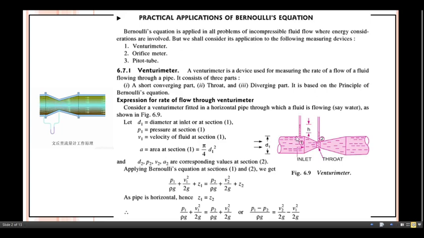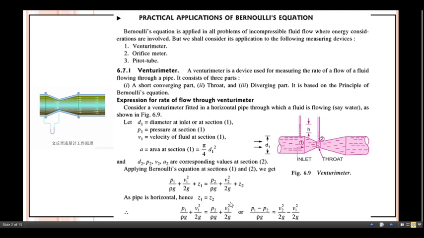So you apply Bernoulli's equation at section number 1 and section number 2. Here we get the relation P1 divided by rho g plus V1 square by 2g plus Z1 equals P2 divided by rho g plus V2 square divided by 2g plus Z2. As the pipe is horizontal, the datum heads Z1 and Z2 are the same. Now Z1 equals Z2 means this term gets cancelled, and whatever remains we write as it is.